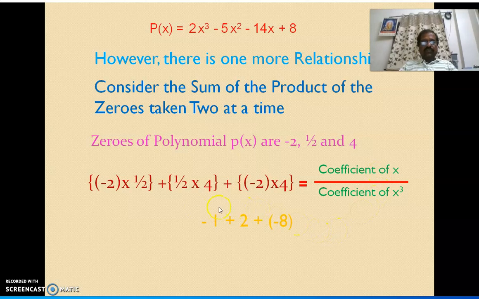Now the 2 gets cancelled: minus 1 into 1 is minus 1, 1 by 2 into 4 is 2, minus 2 into 4 is minus 8. That is equal to coefficient of x, which is minus 14, by coefficient of x cube, which is 2. So this is minus 1 plus 2 minus 8, which is minus 7, and minus 14 by 2 is minus 7. So this relation is also satisfied.